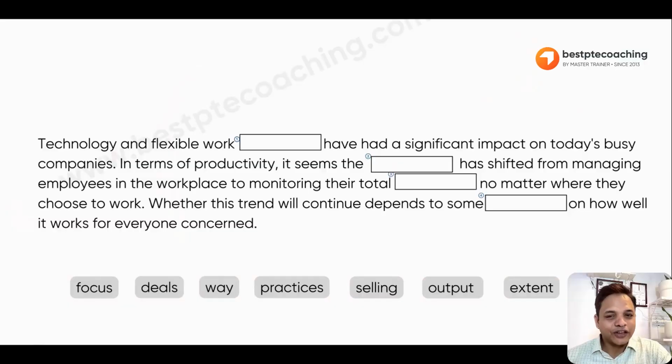Let me demonstrate. Let's say you're answering this question. You simply read the first line. Technology and flexible work have had a significant impact on today's busy companies. So technology's impact on today's busy companies, that's the topic. When you read it for 10 seconds, you will indirectly register it in your mind. When you register it, the topic related vocabulary in your mind will be activated. That's benefit number 1. There are several other benefits which need not be discussed now for the sake of time. So F10 is reading the paragraph's first sentence to know the topic.